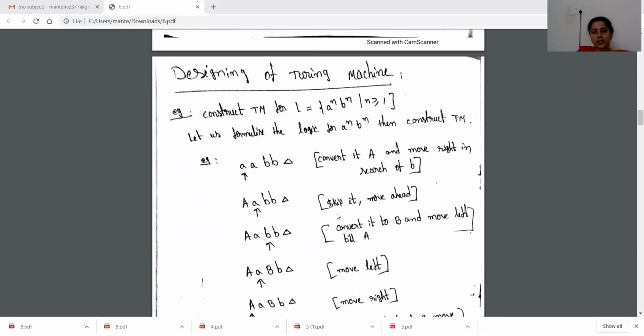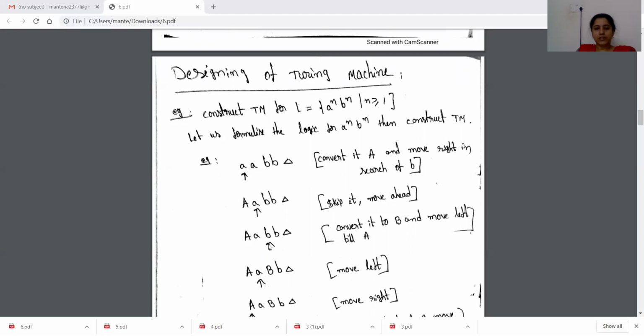And how to design the Turing machine, I'll explain this by using the language L equal to a power n b power n, where n is greater than or equal to 1. The logic here is, as we can move the head from left to right or right to left, first start from the starting symbol. Whenever a small a is there, first small a, convert that into capital A and move to the right till we get the first small b.